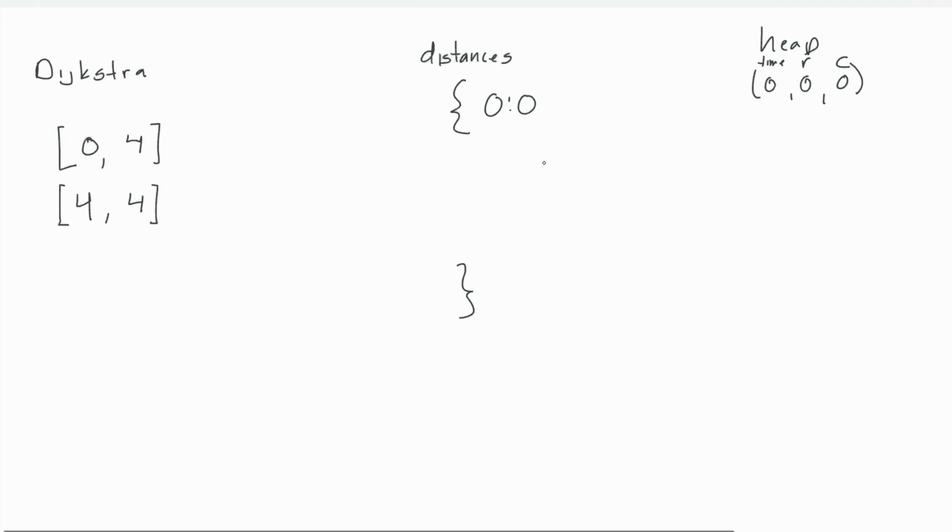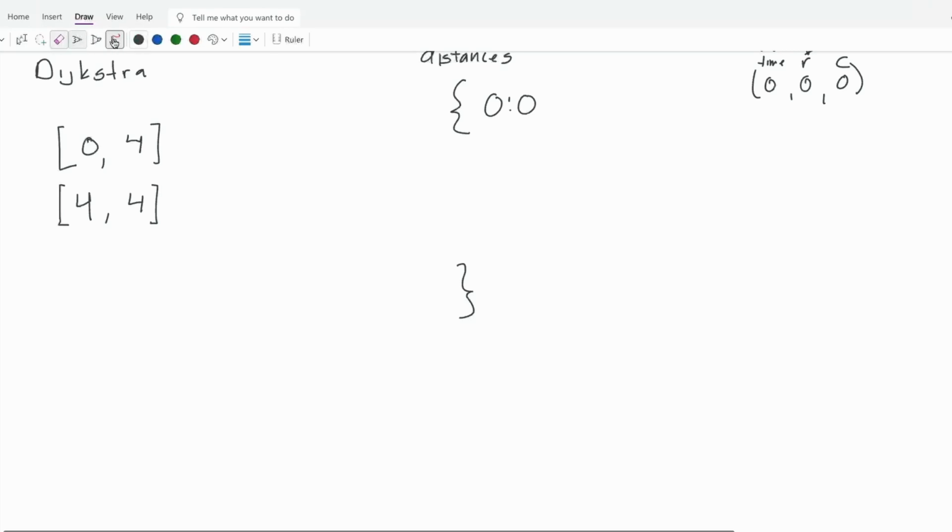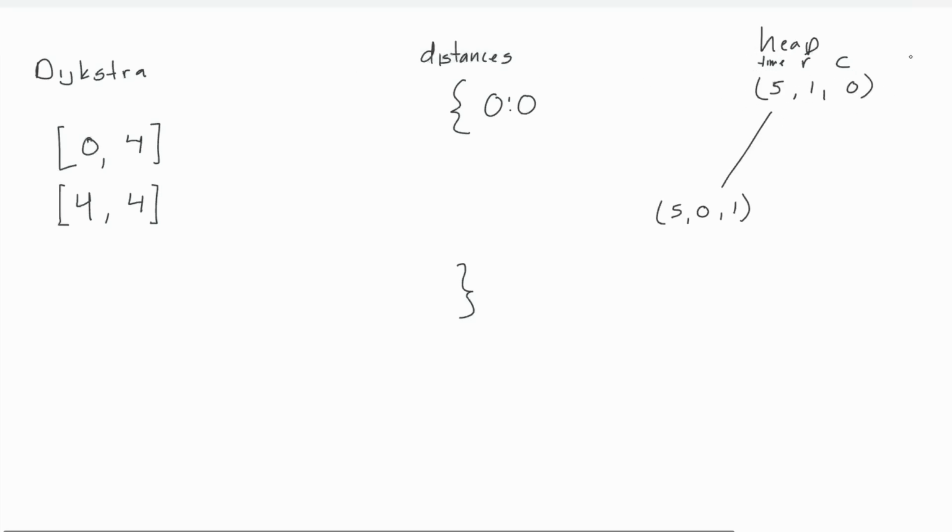From here, now we want to go to all of our adjacent positions. So what we can do is remove this from our heap. Now what we'd have is this heap here, and this represents the positions that we can get to from (0, 0).